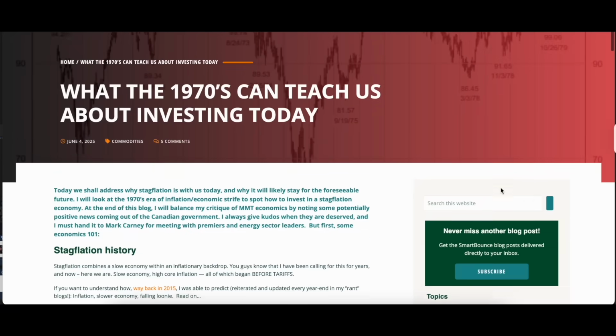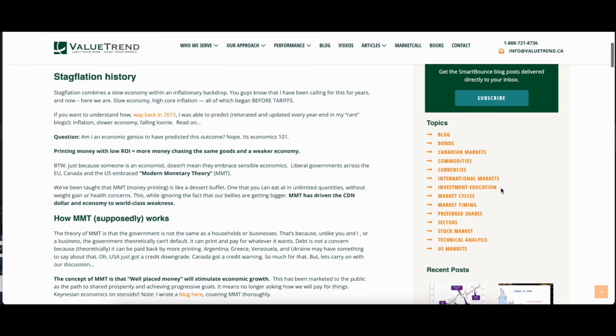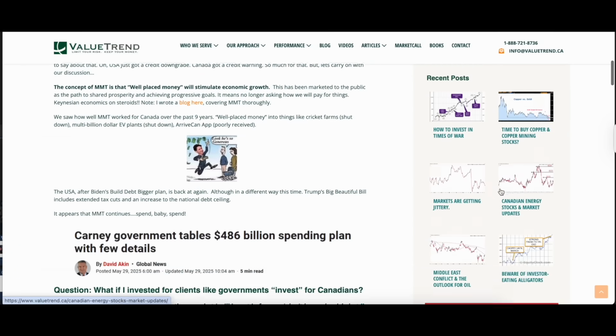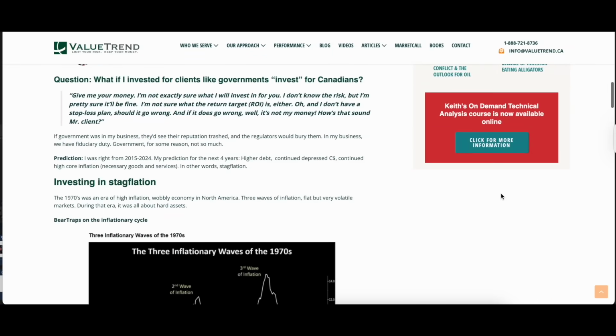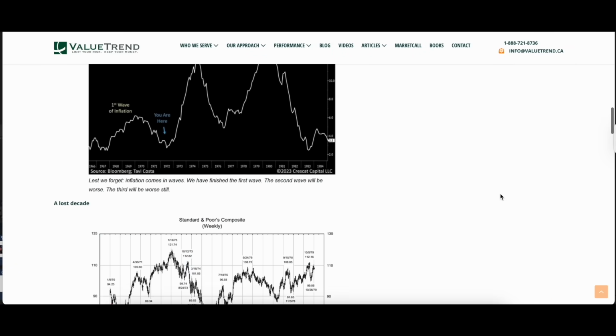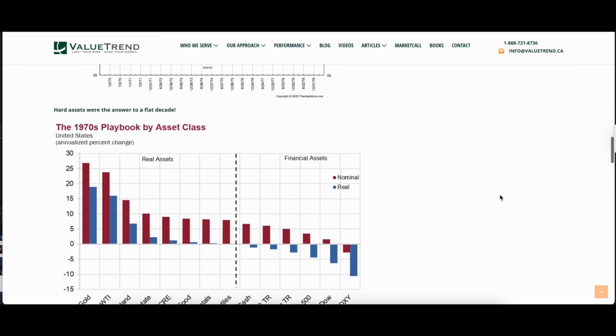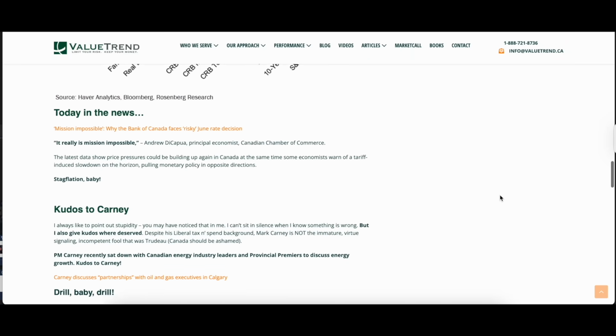Well, without going into too many details, I would encourage you to read a blog that I wrote recently called What the 1970s Can Teach You About Investing Today. Because the environment in the 1970s, although not precisely the same, it never is, is it? But there are some lessons to be gleaned from that period where we had high inflation and suppressed economy. You want to take a look at that blog because I list sectors that you can invest in, as well as other strategies to invest in that type of environment.